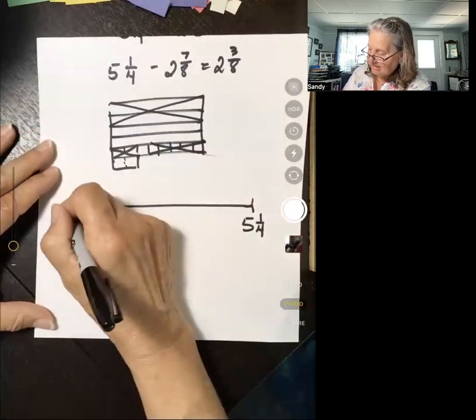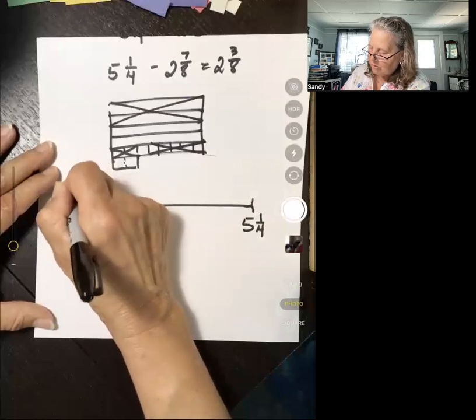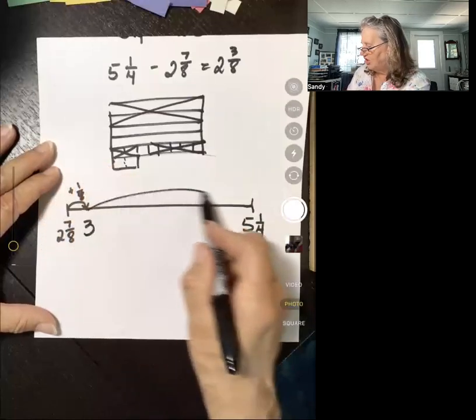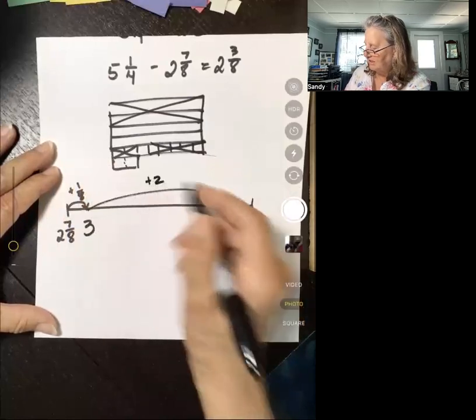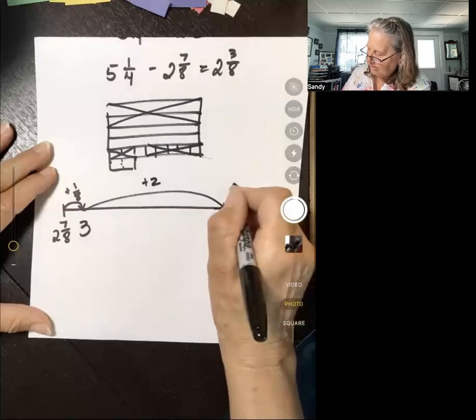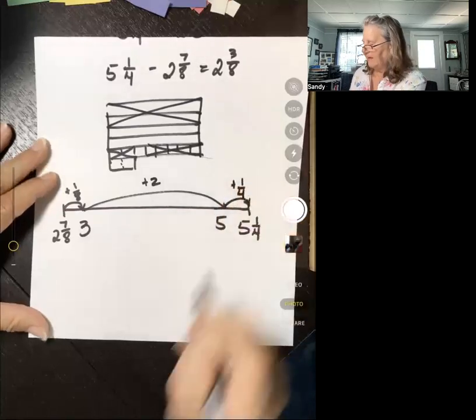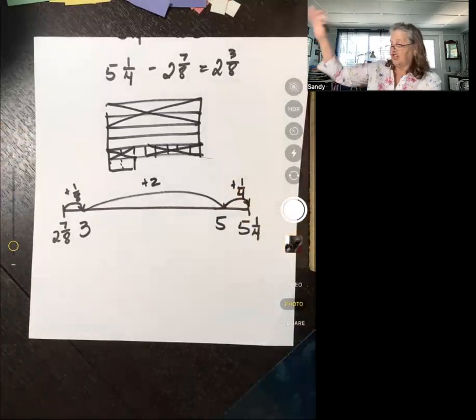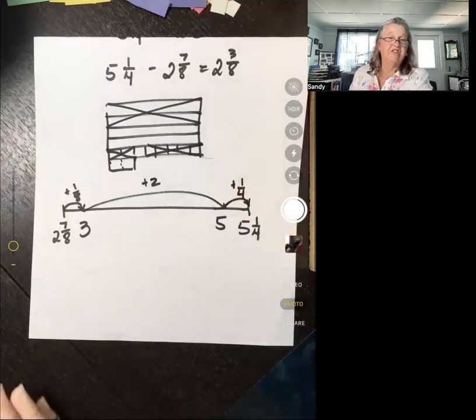And this one, it's the same idea. I can do a jump of 1/8 that gets me to 3. I can still do a jump of 2 to get me to 5, and then I do a jump of 1/4 to get me to 5 1/4. Now, some of your children, because they're comfortable with certain procedures, they will just do a jump of 2 3/8 and say, there you go.